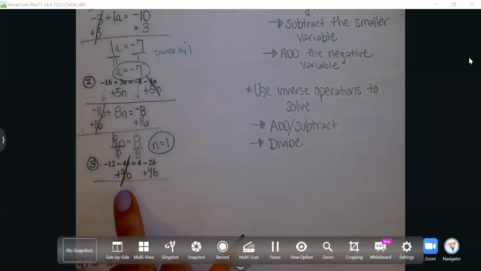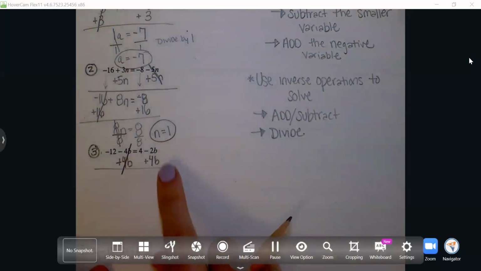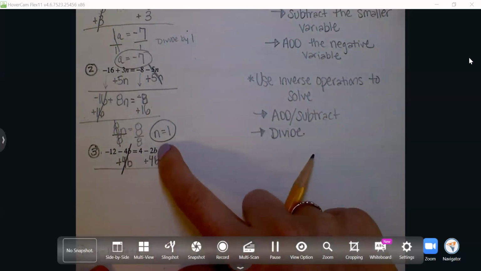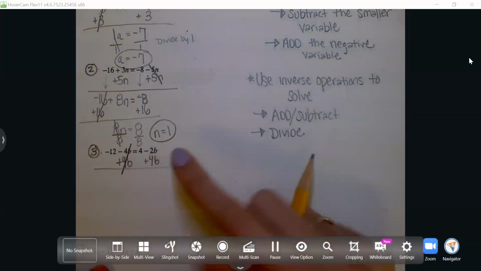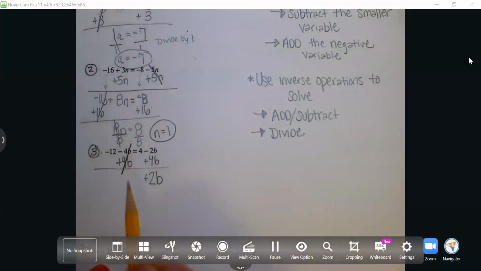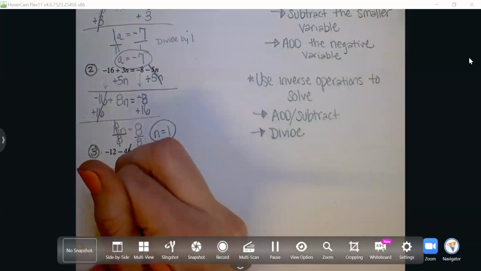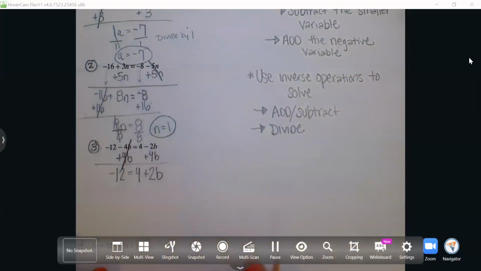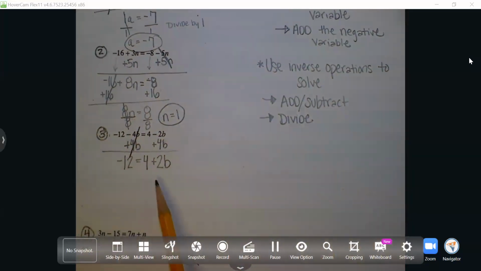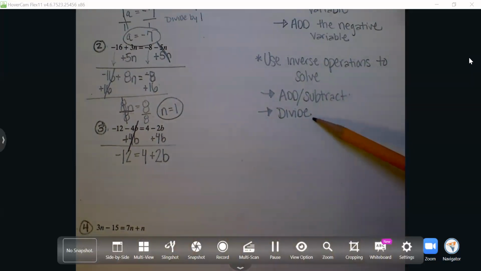Either way, I'm adding 4b, so I can cancel out my b's here, and now I've added them all to the other side. Negative 2 plus 4 gives me a positive 2b. And now I'm going to bring everything straight down. This equals 4 and that negative 12. And I am looking on this side with the b, and I'm going to do my inverse operations. We should be adding or subtracting something and then dividing by something.